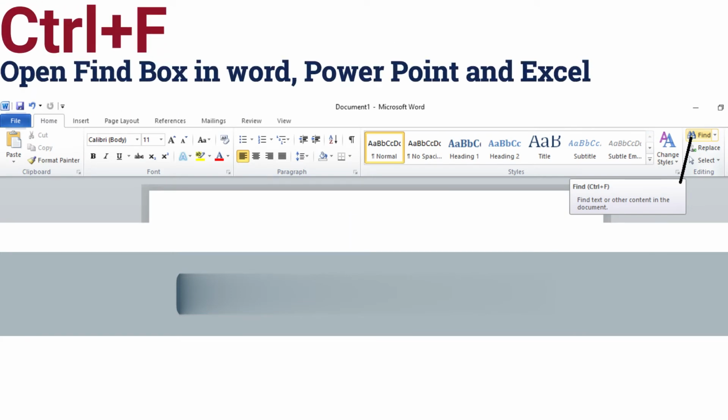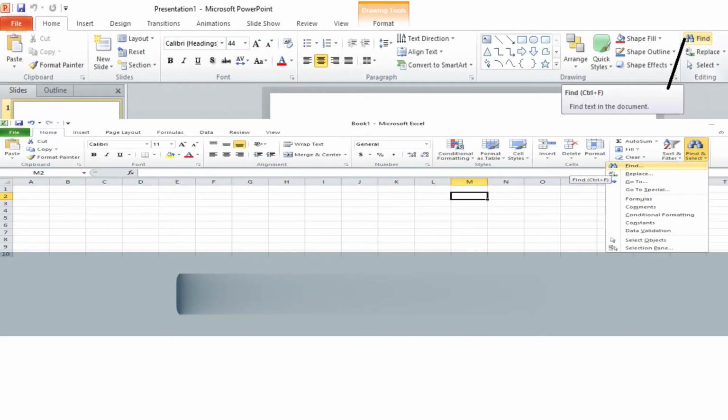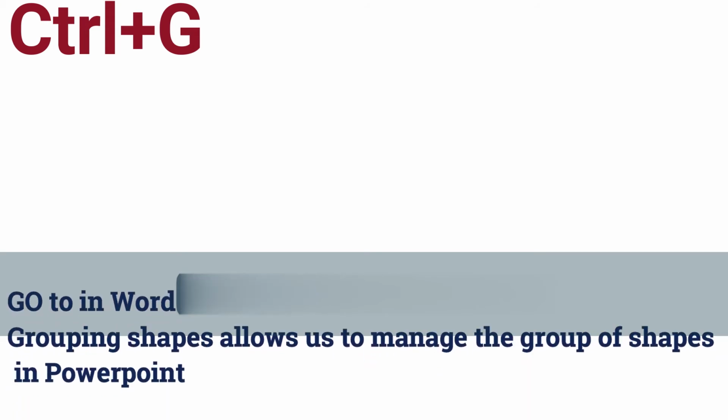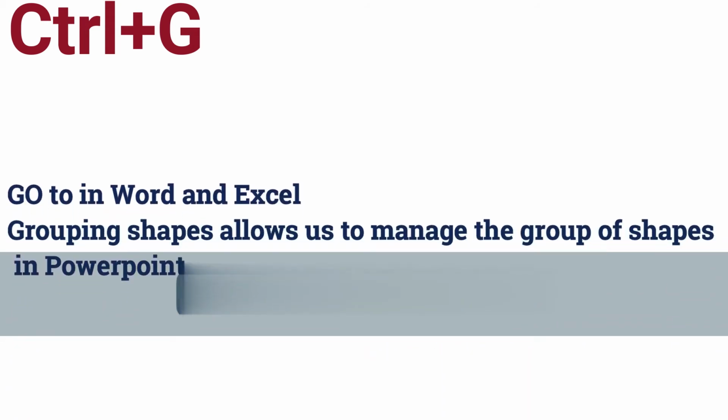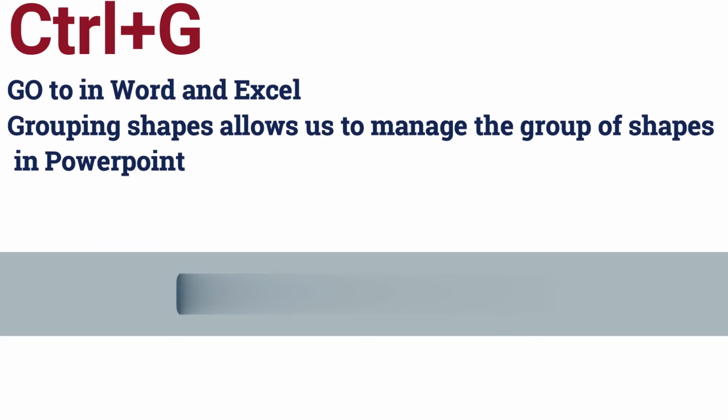Ctrl+F, open find box in Word, PowerPoint and Excel. Ctrl+G, go to in Word and Excel, and manage the grouping of shapes in PowerPoint.